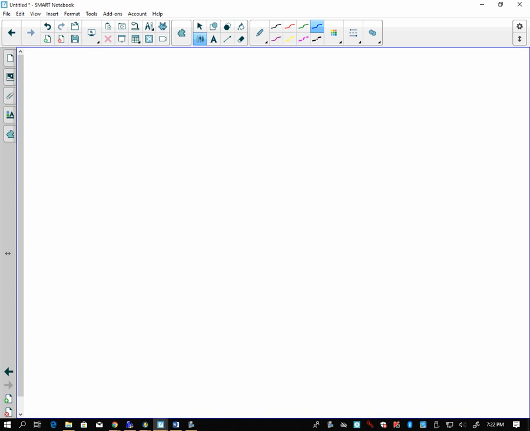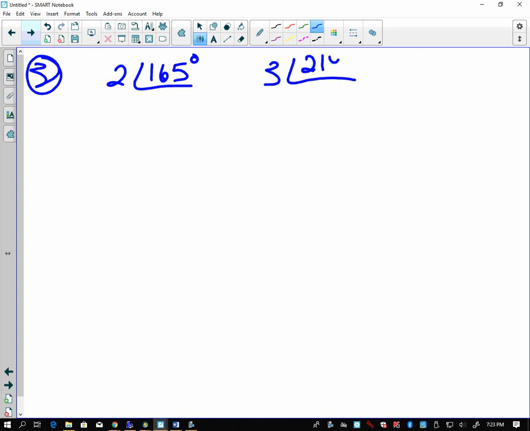All right, number 3. The equilibrant of 2, hypotenuse of 2, 165. Notice that it didn't say resultant. 3 and 214 degrees. Okay? All right, we're at number 3.